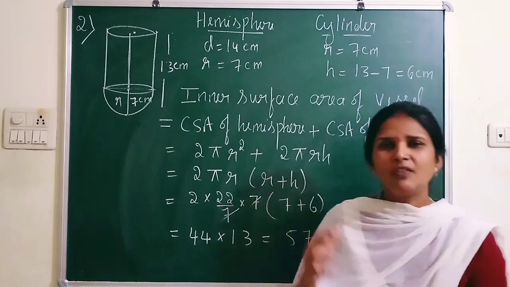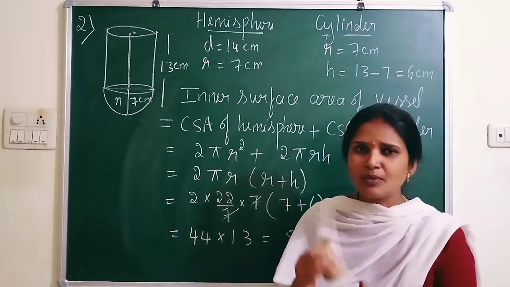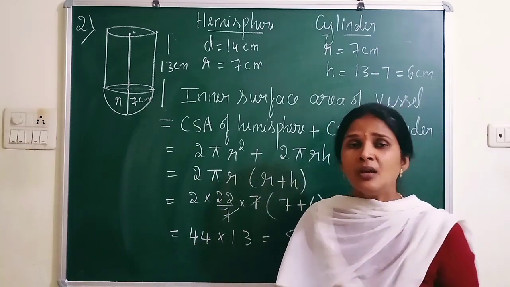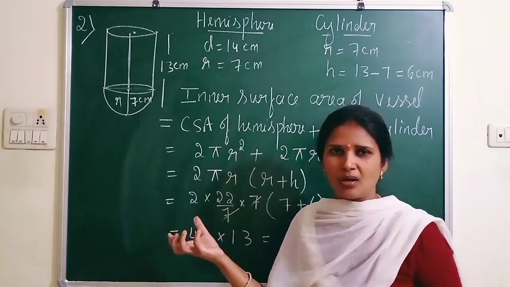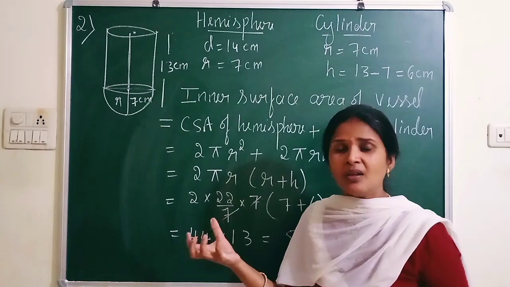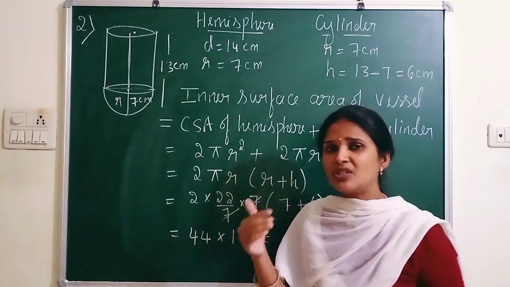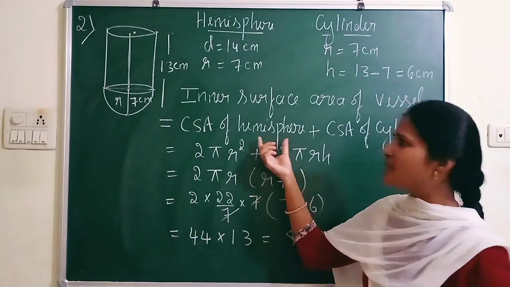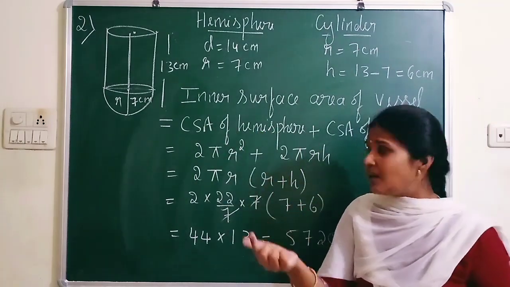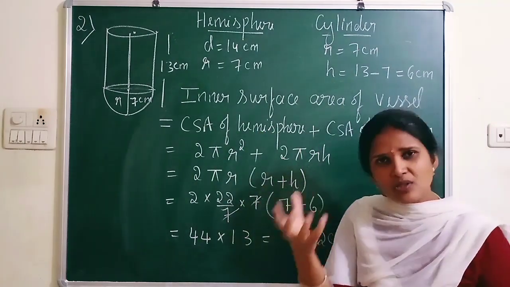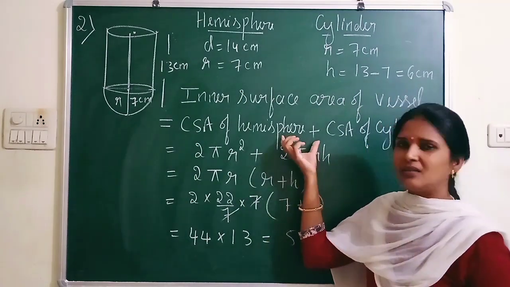So concentrate: whenever we come across the area concept of a combination of 3D figures, you first have to look at what he has given, the block. Here he has given a vessel, and whichever part of the vessel can be seen, that part you have to consider. That is the CSA of hemisphere I can see, and also the CSA of cylinder. That's why you have to take this.